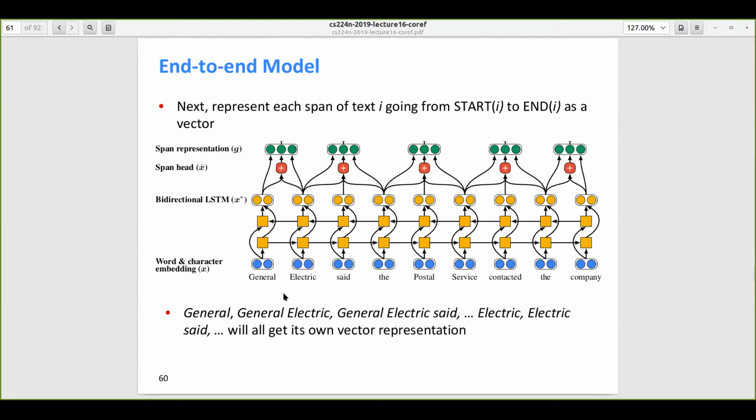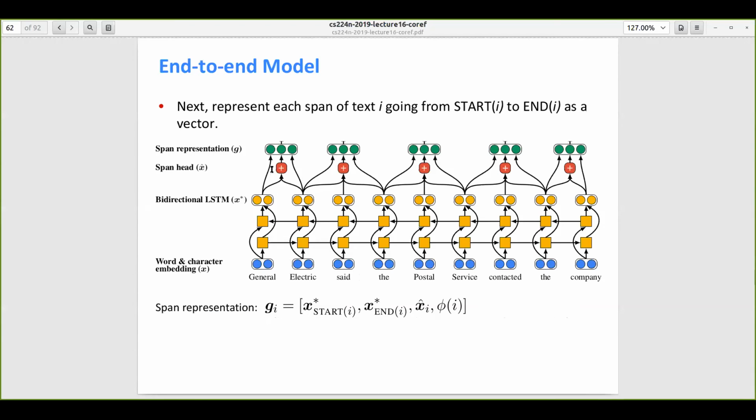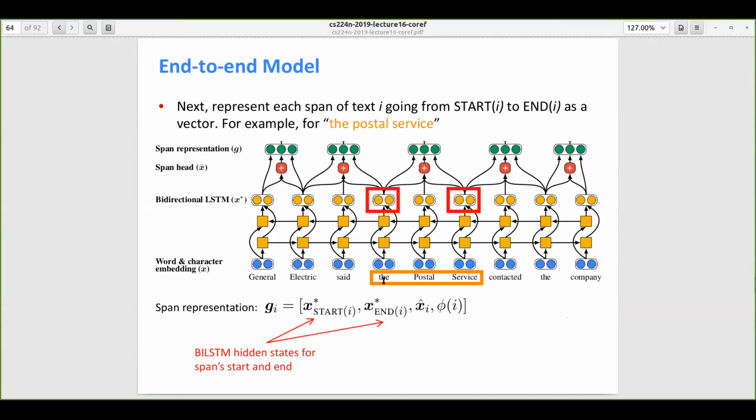So it takes all these spans, and then it uses this sort of span representation. For every span, what it does is it takes the bidirectional LSTM hidden states, the first word and the last word, and it takes that as the representation for the span.